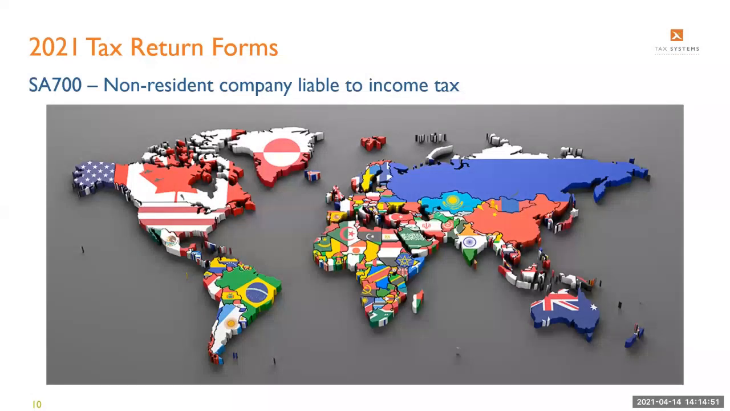The second major change from a form perspective relates to the tax return for non-resident companies, or NC liable to income tax, which is referred to as the SA 700 form. As we know, under the territorial basis of tax charge, companies that are resident in the UK are chargeable on their worldwide income and gains. But if you're non-resident, then you're only chargeable on certain specific types of income arising in the UK. The two main examples of that income you would see are a permanent establishment, which means you're carrying on a trade of some sort in the UK.